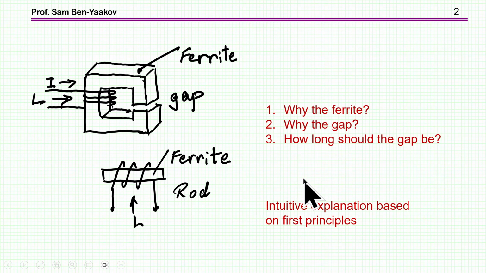I'm not showing here how to design an inductor. There are a number of videos on my YouTube channel which show how to design inductors. So this is not a design presentation, not a design guideline, but rather an intuitive understanding of why we need a ferrite to begin with, and why we need the gap, and how they interact. I'll also be touching on rod inductors to show that they abide by the same rules and first principles that I'll be discussing here.